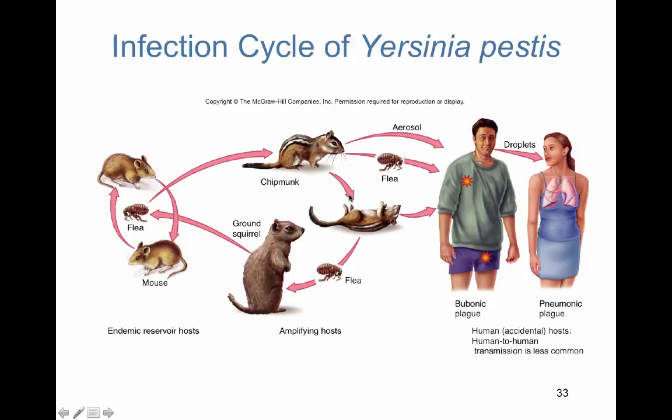There are different forms depending upon which animal is spreading it. And then in the case of pneumonic plague, this is where it's spread from human to human. Human to human transmission is less common, so that is worthy to note. So humans in this case are actually the accidental hosts.